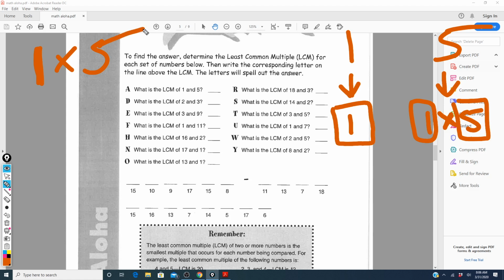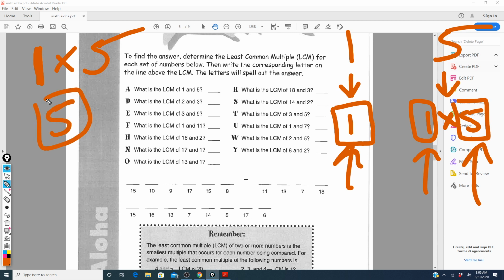Take the greatest number of times each factor occurs in each number. So 1 occurs once, and then 5 occurs once. So 1 times 5 is, well, 5. 1 times 5 is 5. Your least common multiple of 1 and 5 is 5.